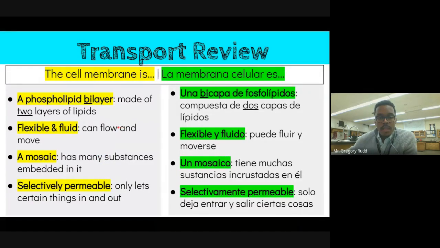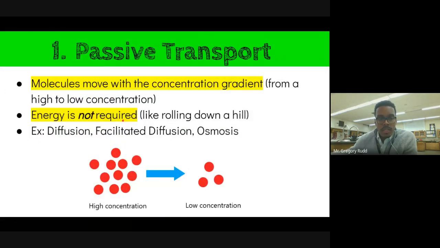So I'm going to move past this because hopefully you all wrote this down several months ago. This was even before the midterm. We talked about the fact that there are, in general, 2 types of transport. There's passive transport, which allows molecules to move with the concentration gradient, so from a high concentration to a low concentration. Energy is not required to do that. It would be like rolling down a hill. Energy is not required to roll down a hill. Examples of this would be diffusion, facilitated diffusion, and osmosis, which is the movement of water across a membrane.